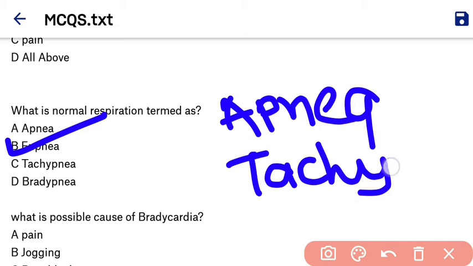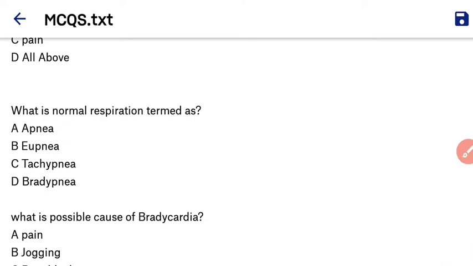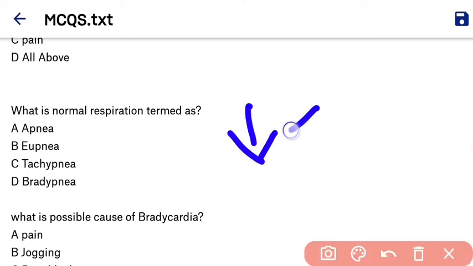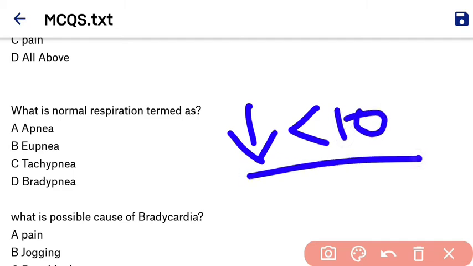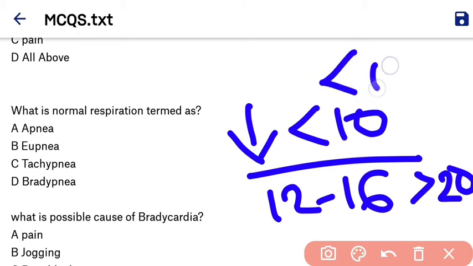Tachypnea means an increased respiratory rate above 20 breaths per minute. Okay, and bradypnea means a decreased respiratory rate below 10 breaths per minute. Okay, normal respiration is about 12 to 16 breaths per minute. If the respiratory rate is more than 20, then we should consider tachypnea, and if the respiratory rate is below 10, then we should consider bradypnea.